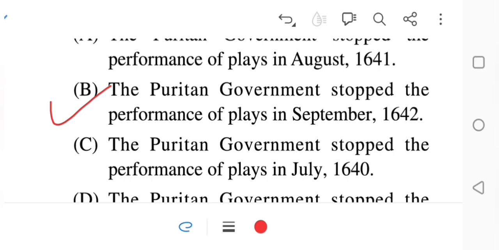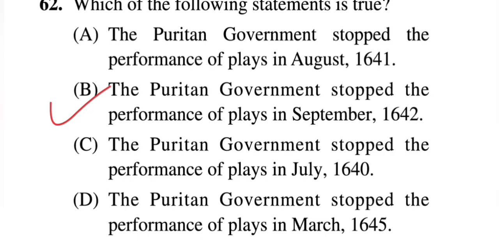And John Milton was also related to the Puritan age. In his Paradise Lost, in that work he has tried to delineate that element. If you read, you will get to know, though it is metaphorical, symbolic. So the correct option is the Puritan government stopped the performance of plays, dramas, in September 1642. Remember that date, September 1642.